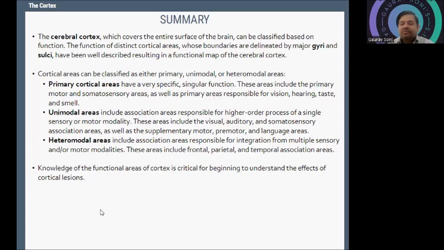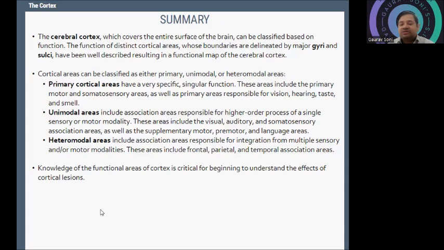These areas include primary motor and somatosensory areas, as well as primary areas responsible for senses like vision, hearing, taste, and smell. Unimodal areas include association areas responsible for higher order processing of a single sensory modality. These areas include visual, auditory, and somatosensory association areas, as well as supplementary motor, premotor, and language areas. Heteromodal includes association areas responsible for integration of multiple sensory or motor modalities, including all the functional areas.